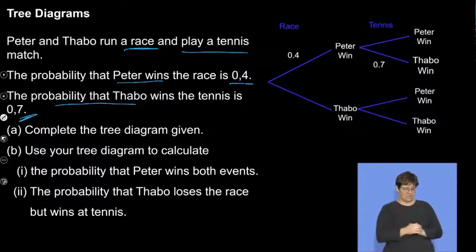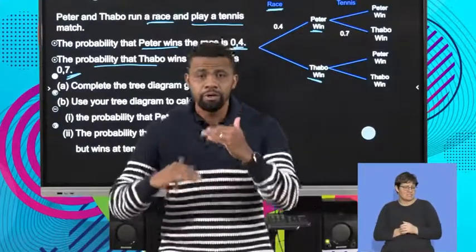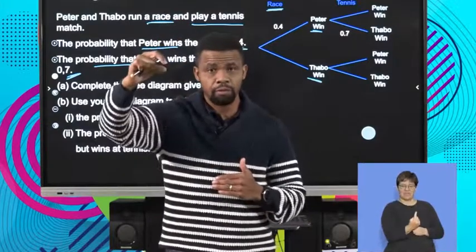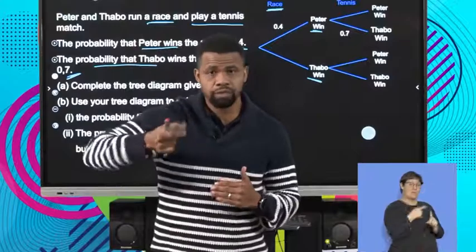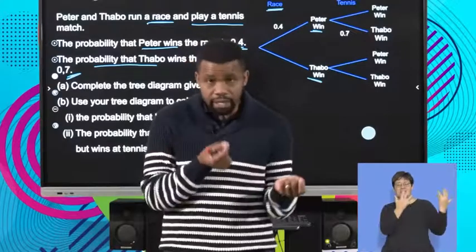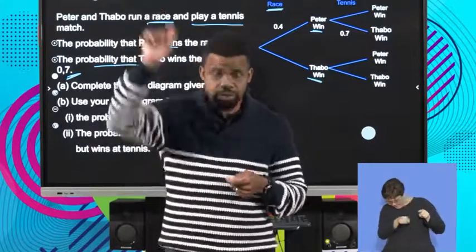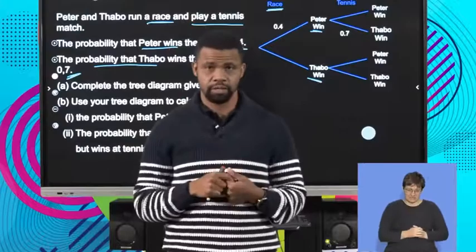So we have Peter wins, Thabo wins. This part, we're talking about a race. What is the chance that Peter wins a race? It's 0.4. If the chance that Peter will win a race is 0.4, what is the chance of Thabo winning a race? We know that the branches add up to 1. So 0.4 plus what to give us 1? That will be 0.6. So we can actually calculate the probability of an unknown branch on a tree diagram using the other, because we know that they add up to 1. Are you all together? Great.